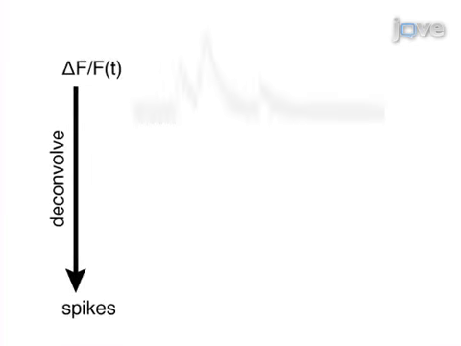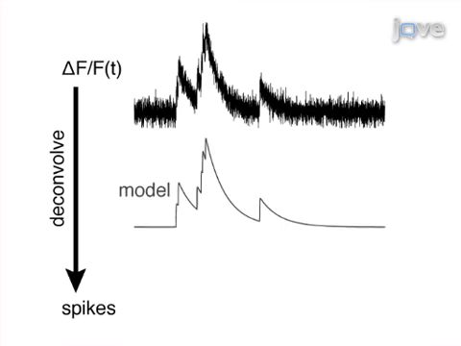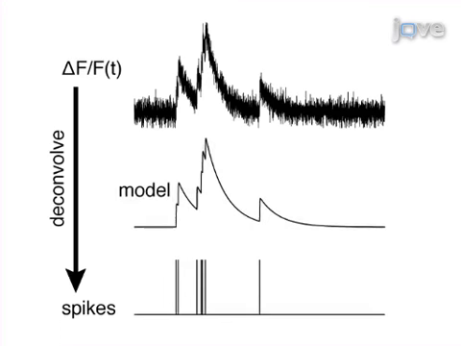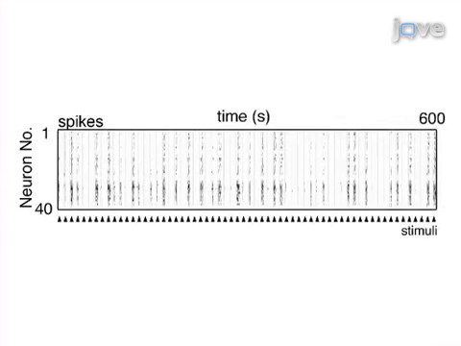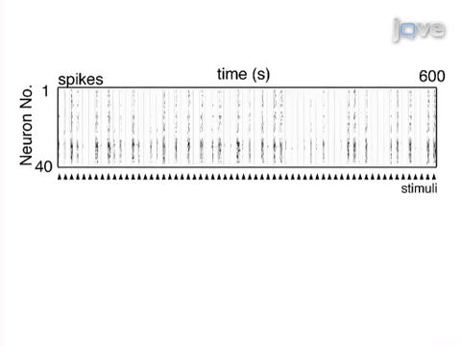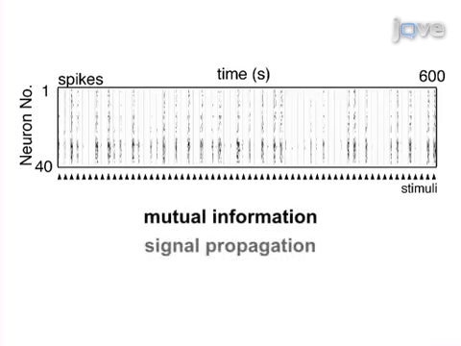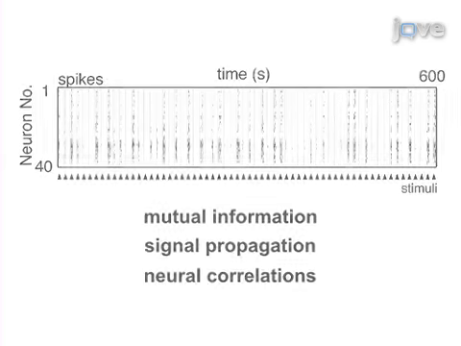In the second step, the precise spike timings are extracted from the fluorescence signals using a deconvolution algorithm. This technique can be used to record spiking activity from tens of neurons. The spiking data then can be used to measure mutual information, signal propagation between neuronal populations, or neural correlations.